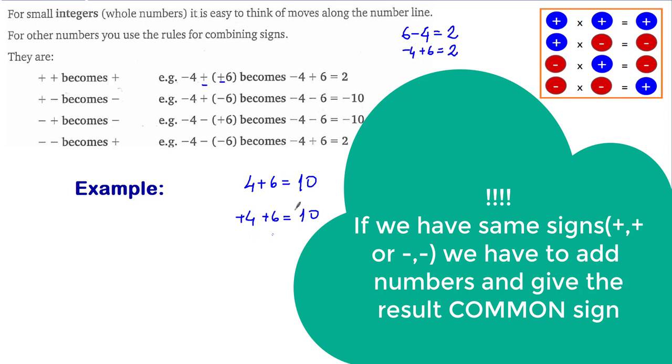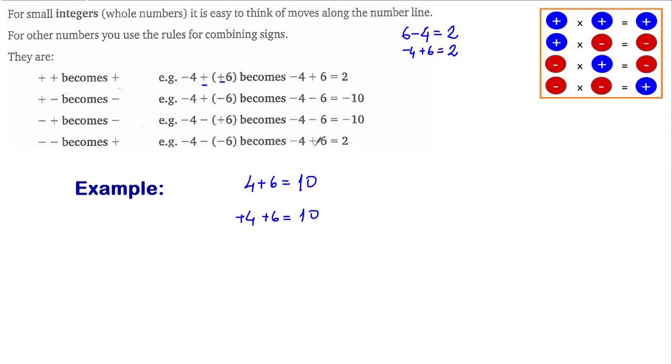So with respect to this one, I am adding 4 and 6, and I'm going to give the common sign. Which is the common sign? Minus is the common sign, so the answer is minus 10. Minus 4 minus 6 is equal to minus 10. Minus 4 plus 6.